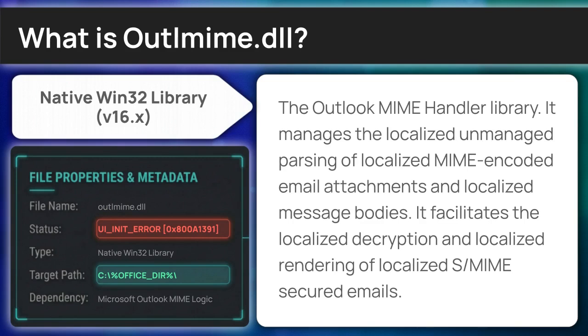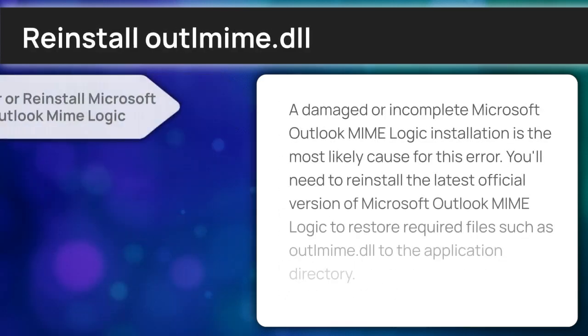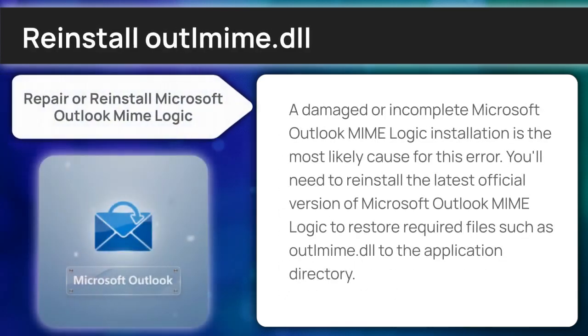Now that the technicals are covered, let's run the official installer. A damaged or incomplete Microsoft Outlook MIME Logic installation is the most likely cause for this error. You'll need to reinstall the latest official version of Microsoft Outlook MIME Logic to restore required files such as Outlook MIME Library DLL to the application directory.